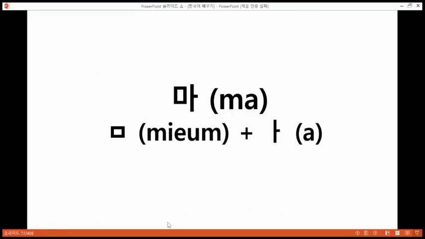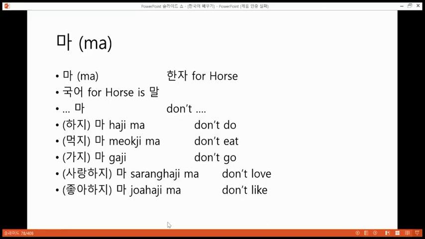Can you say ma? Yeah, mium. This word mium looks like a rectangle. So the sound of this one is mu. Put the word a, that becomes ma. Say ma. Okay, ma is Hanja for horse. Kugo or native Korean for horse is mal. Can you say mal? Mal is the pure Korean for horse. Ma is Hanja. But because we do not put the bottom or bachim here, we just use the word ma.